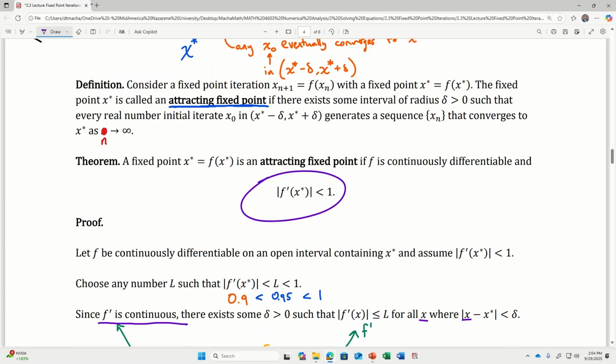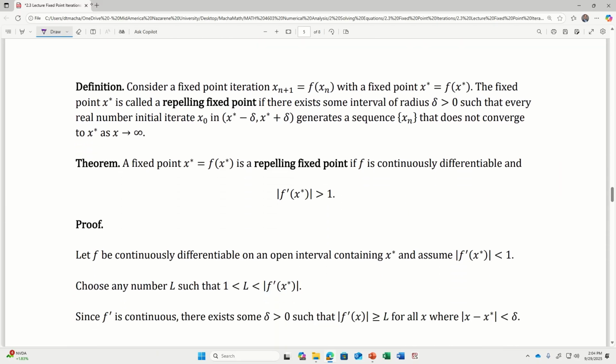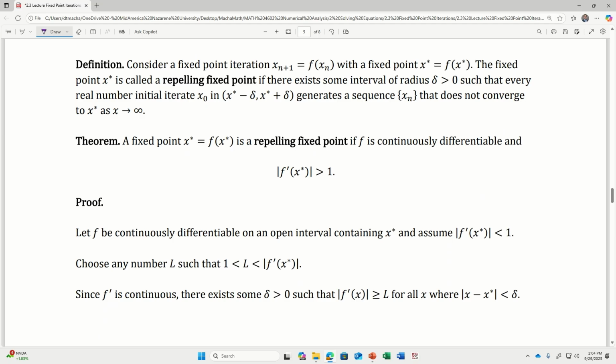So all we really need to test if a fixed point is attracting or not is take the derivative of the function at the fixed point, take the absolute value. Is it less than 1? Then it's an attracting fixed point, and it should have a basin of attraction. It should have a kind of interval where all of the points nearby are going to converge to it. Okay, next definition. Same thing exactly, but with very few changes.